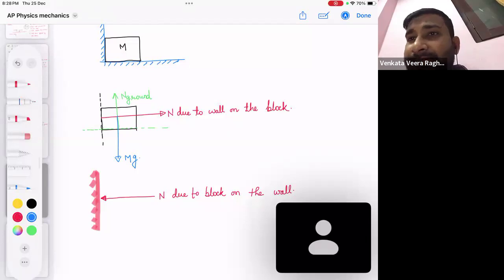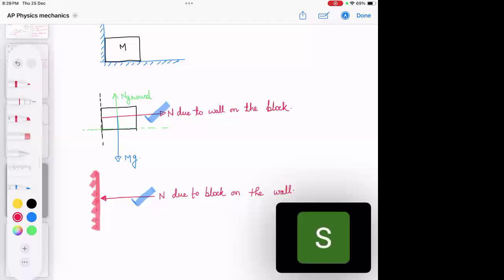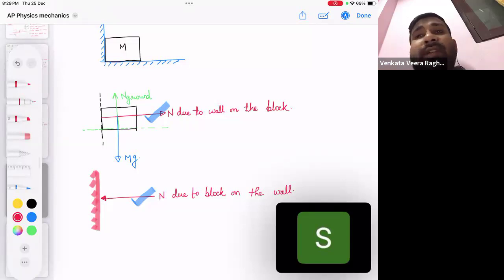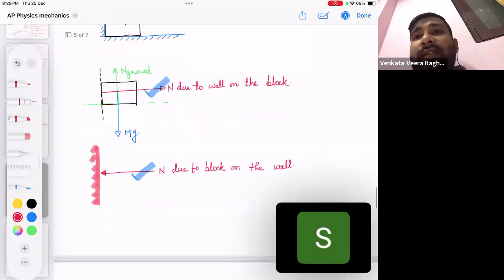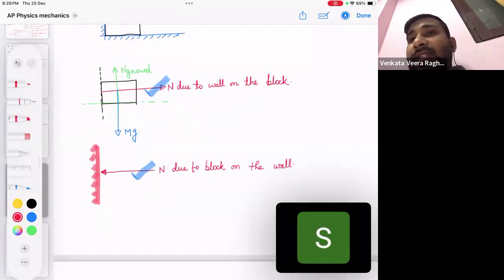Now can you answer me correctly? Can you say, sir, this force, look at it carefully. Can we say this force, which is the normal due to wall on the block, and this, the normal due to block on the wall, are these two an action reaction pair? Just check it. Are all the conditions of an action reaction pair satisfied? Please check it. Yes sir, they are equal in magnitude, opposite in direction, same nature of force, and they are acting on two different bodies. Understood? So, these are the three conditions needed for forces to be an action reaction pair.